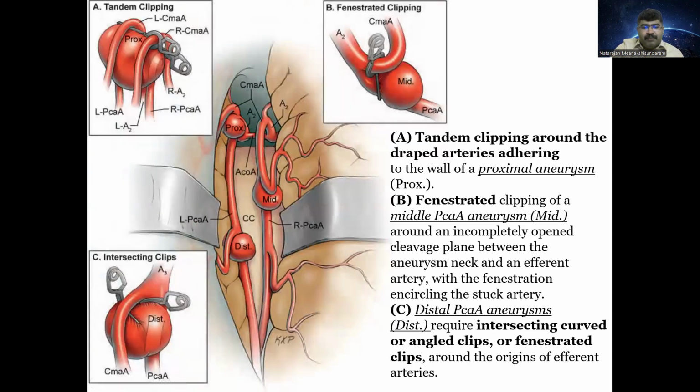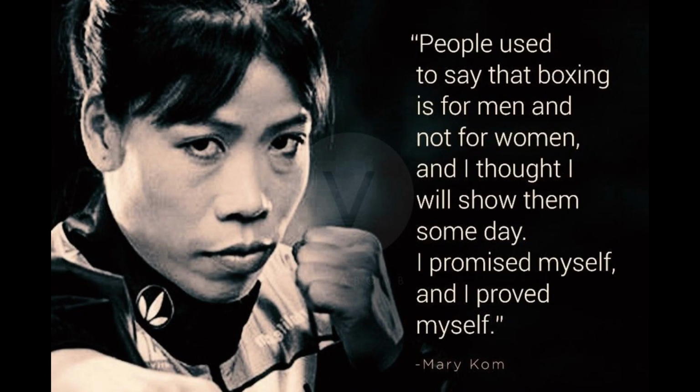The types of clipping to be used here are tandem clipping, fenestrated clips, and intersecting clips. The tandem clips are mainly for the proximal pericallosal artery aneurysms, the fenestrated clips mainly for the middle pericallosal artery aneurysms, and the intersecting clips mainly for the distal ACA aneurysms.